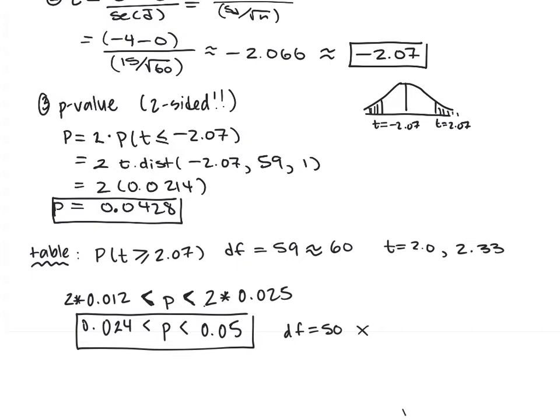Okay, and also remember that this 0.05 comes from the t-value of 2.0, and this 0.012 comes from 2.33. And so since 2.07 is closer to 2.0, it makes sense that the p-value is closer to this side of the interval as opposed to that side.